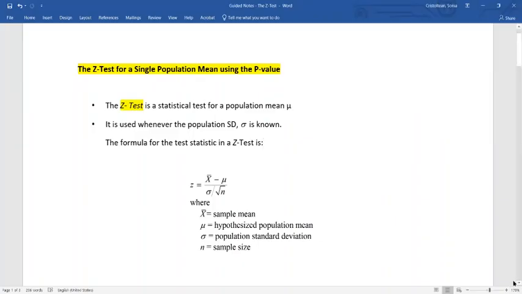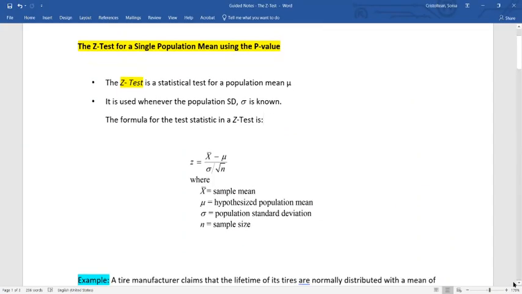Hello, in this video, we will be talking about the z-test for a single population mean using the p-value. When we are looking to perform a hypothesis test for the population mean, we have two situations. The standard deviation might be known or unknown. When the standard deviation is known and we are doing a test for the mean, then we use what we call a z-test. So the z-test is a statistical test for a population mean, and it is used whenever the population standard deviation sigma is known.